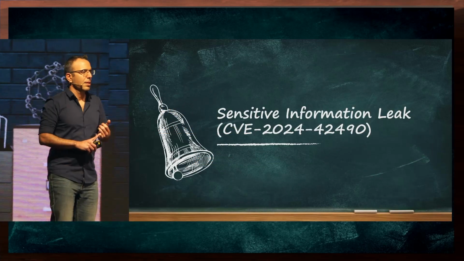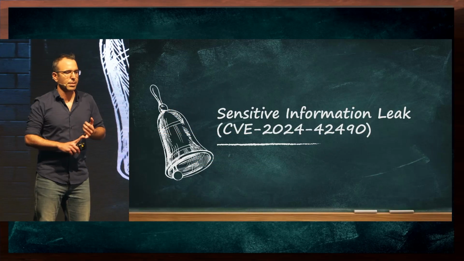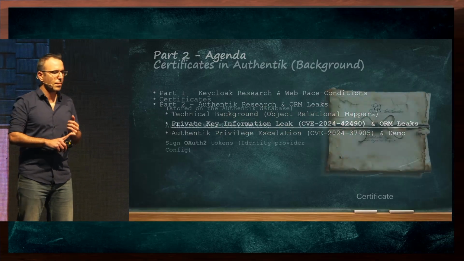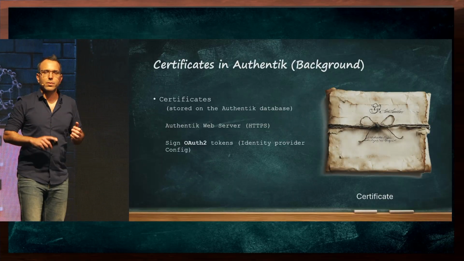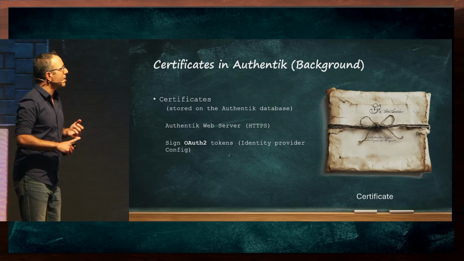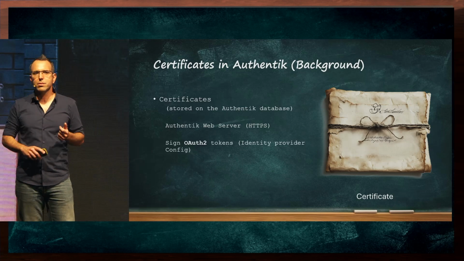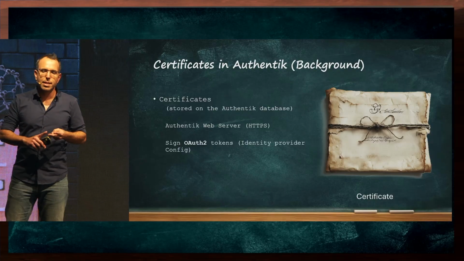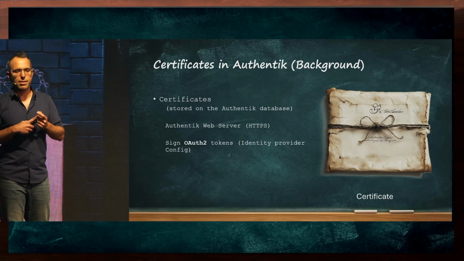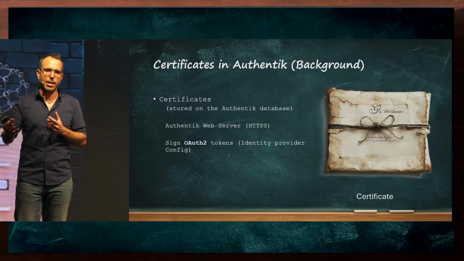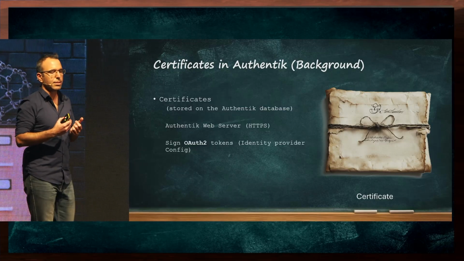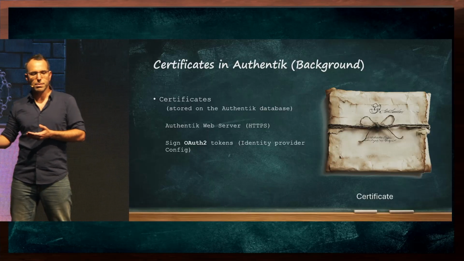We'll now dive into our first Authentik vulnerability, sensitive information leak. We'll start with some background for this part. In Authentik, certificates can be used for 2 main functions: the certificate that is stored on the Authentik web server itself, used for HTTPS communication, and, when configured as identity provider, to sign auth tokens.